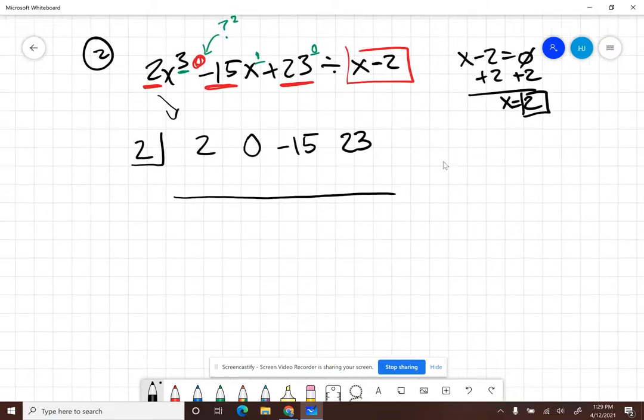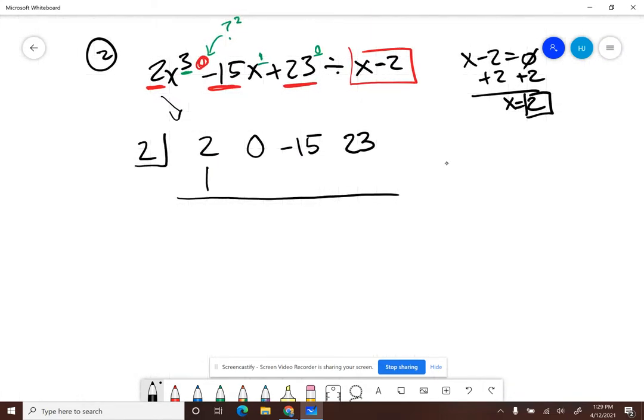The first thing I'm going to do with this particular problem is bring down my 2. So now I have 2 times 2, which makes 4. And again, what am I going to do? I'm always going to add. So 0 plus 4 equals 4. Now I'm going to take 4 times 2, which gives me 8. Negative 15 plus 8. Remember, I'm still adding everything on this line. Negative 15 plus 8 is negative 7.